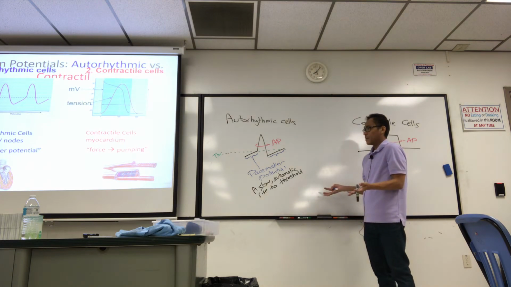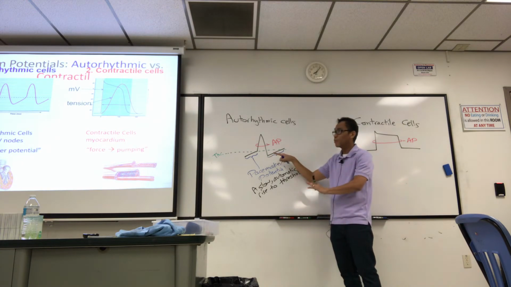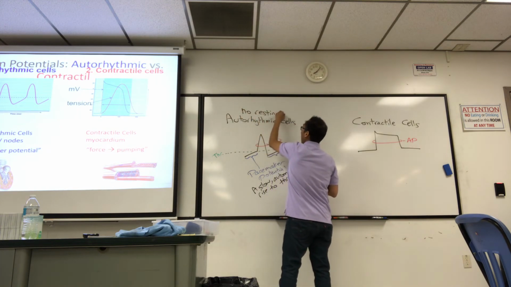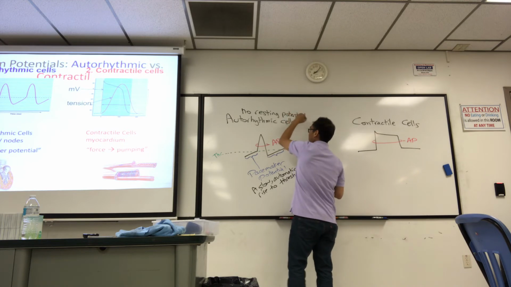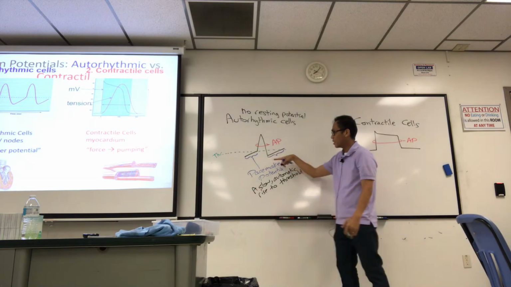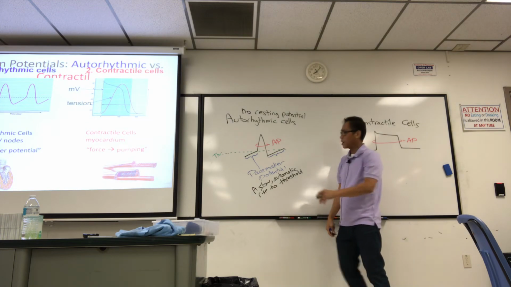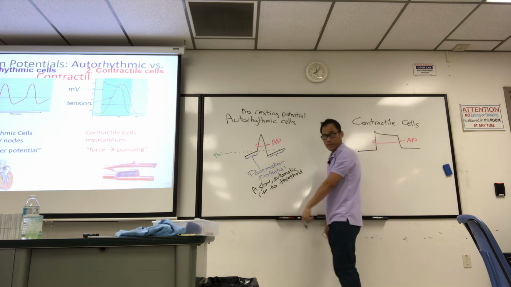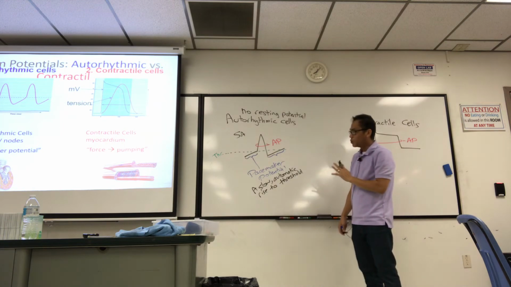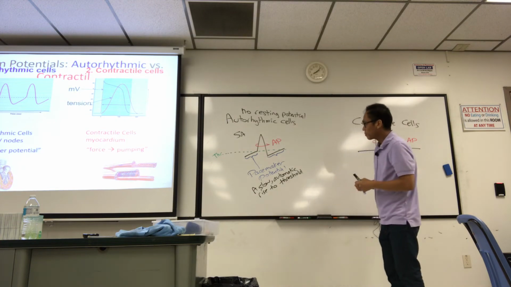It just happens. You get to this negative potential and it doesn't stay there. There's no resting potential. As soon as you get there, you slowly depolarize and it just keeps happening. Whatever rate you reach threshold establishes your heart rate. They call it the pacemaker potential because that's your heart rate. So think of your SA node. The cells in there are doing this, and whatever that rate is, that's your heart rate.